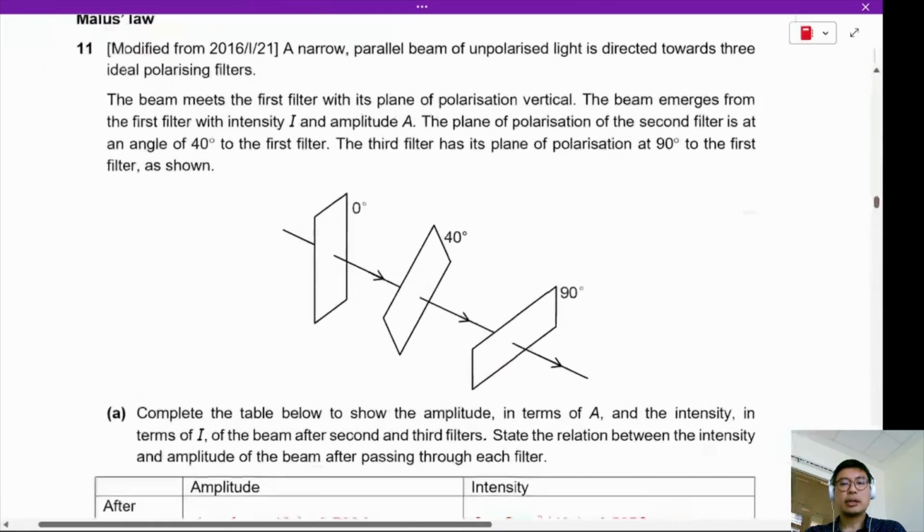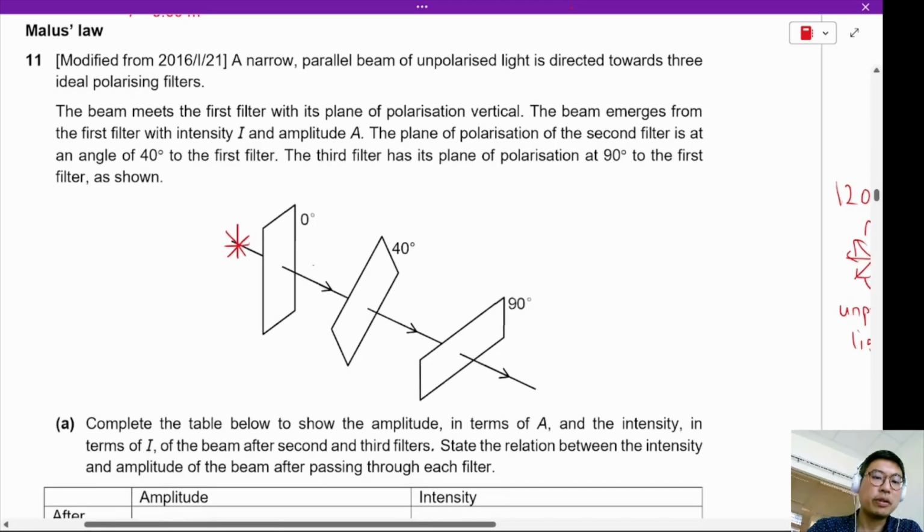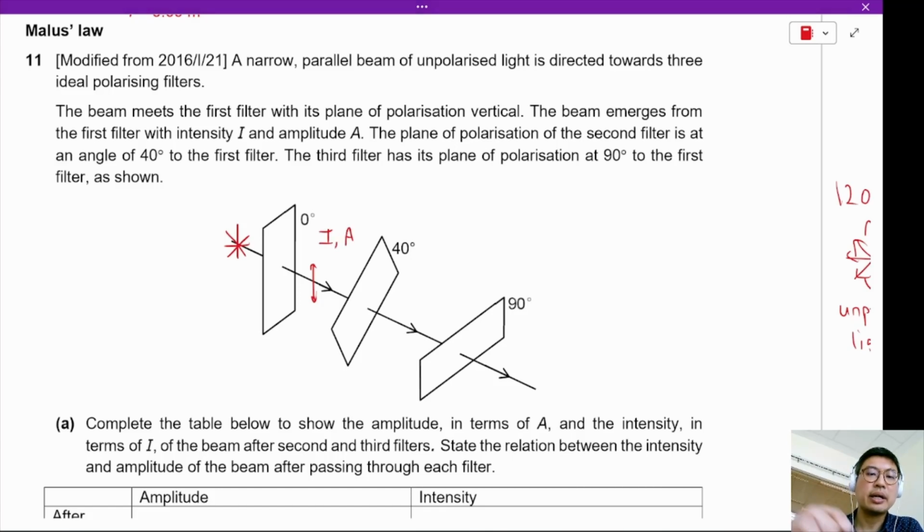Now let's take a look at the question over here. A narrow beam of unpolarized light is directed towards three polarizing filters. So over here we have unpolarized light, which I draw like that. The beam meets the first filter with a vertical polarization. So what comes out of the first polarizer will be a vertically polarized beam. The beam emerges with intensity I and amplitude A.